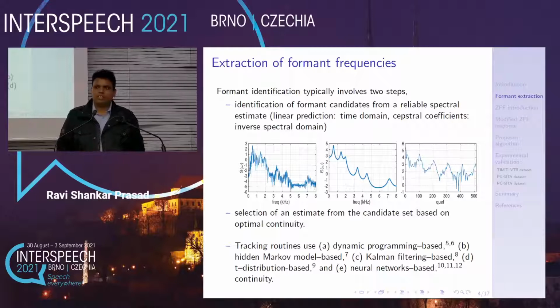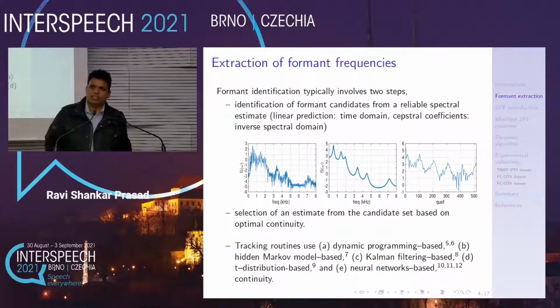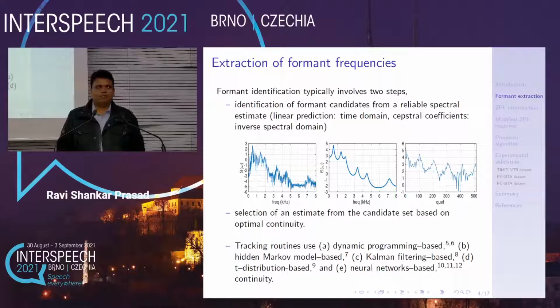The second step in prediction of formants follows a continuity constraint to be applied on these candidates and choosing an appropriate candidate from the set. The application of continuity constraint is also known as tracking routine, and the tracking routine ensures that the contour of formants thus obtained over successive frames is smoother for different sounds.